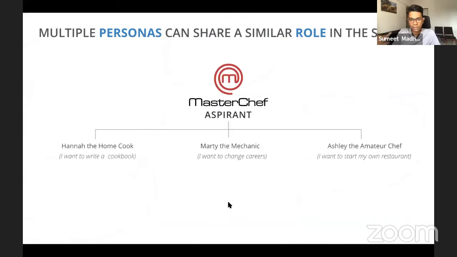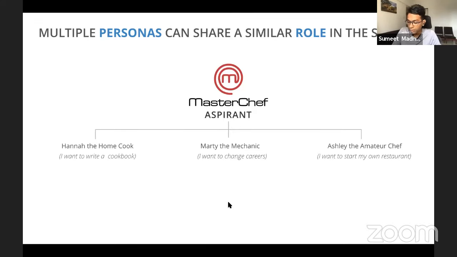Now, just to reiterate again with another example, multiple personas can share a very, very similar role in the system. I'm taking the example of the wildly popular cooking show, MasterChef. Everyone who comes to MasterChef, from the perspective of the MasterChef system, is a MasterChef aspirant, right? But at the same time, depending on the kind of backgrounds they come from and what they want to achieve as a consequence of the show, either participating or winning, could be wildly different.